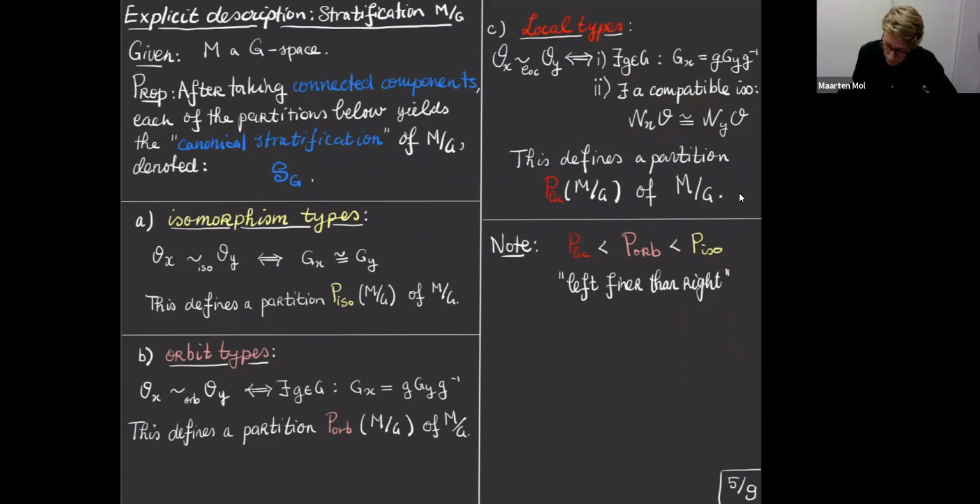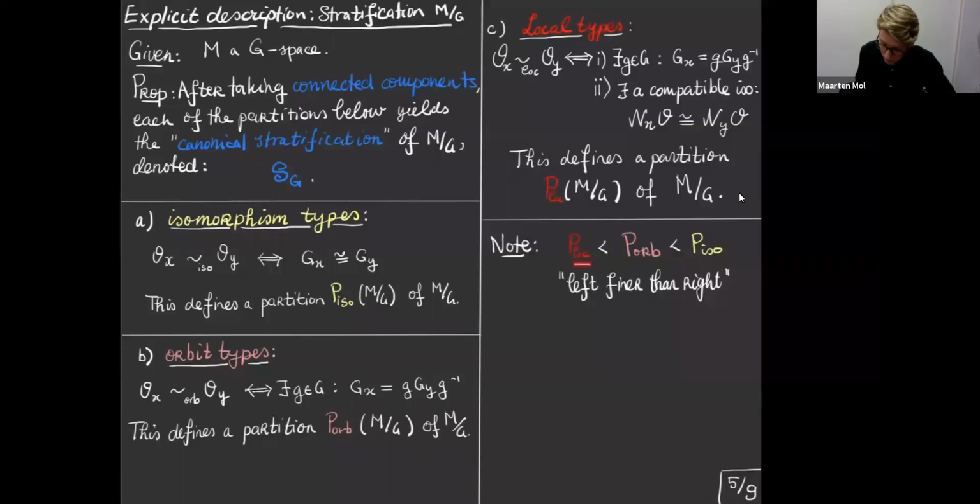All right, so this defines a partition called the partition by local types. And the name here comes exactly from what I told you a slide before, namely that this condition really means that the normal bundles to the orbits are isomorphic as G vector bundles. So this is really saying that around these orbits, the G space locally looks the same. Therefore, local types.